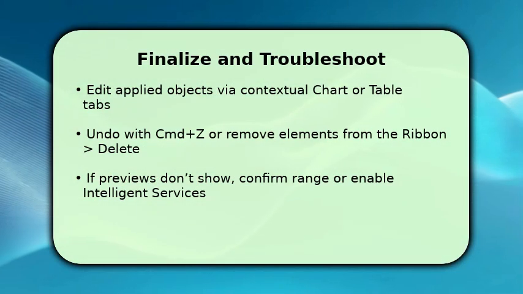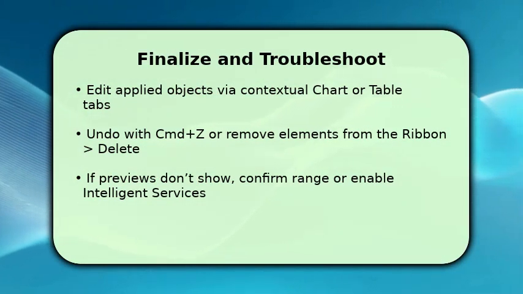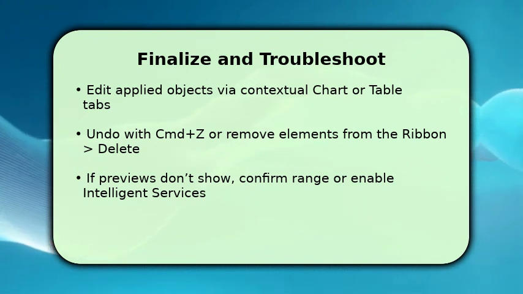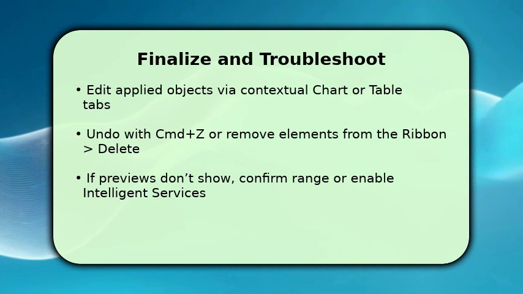To finalize, click into the new chart, table, or formatting and use contextual tabs to customize labels, axes, or styles so the result communicates clearly. Once done, save your workbook. If a change looks wrong, undo with CMD+Z or select the object and press delete.